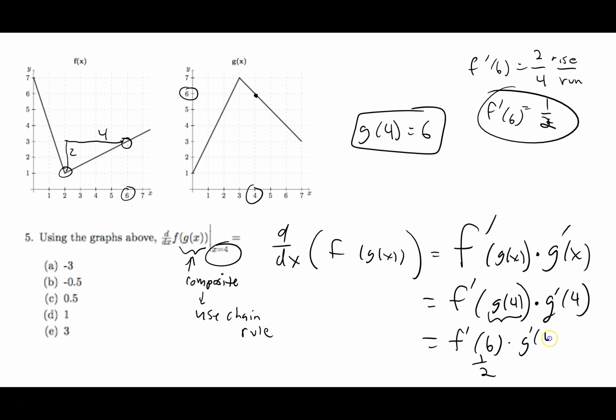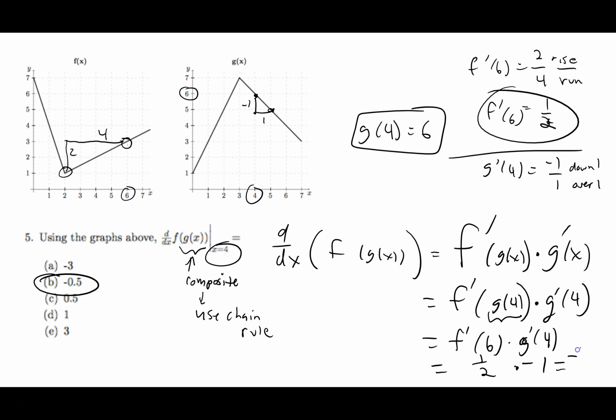We take that half, we do the same thing on g, but that one has a 4 inside of it. So we go to the 4, not looking for the y value. What we're looking for is the slope. Find another corner point that it goes through. And the rise is actually a fall. You go down 1 and you go over 1. So g prime of 4 is down 1 over 1, over to the right always. And so that's a negative 1. Multiply these two results together and you have negative 1/2, or negative 0.5 as the letter B has.